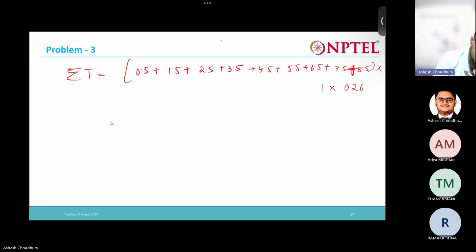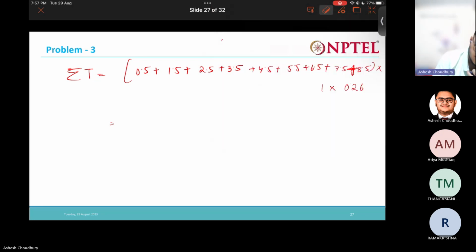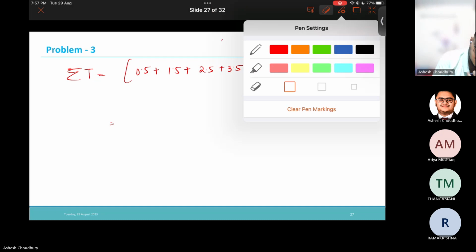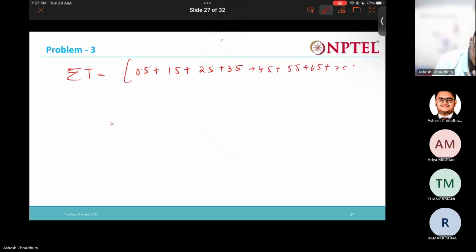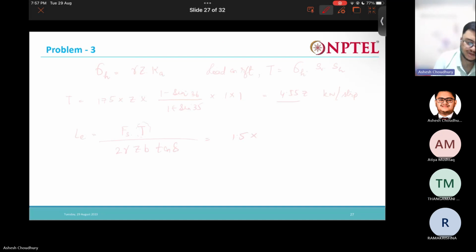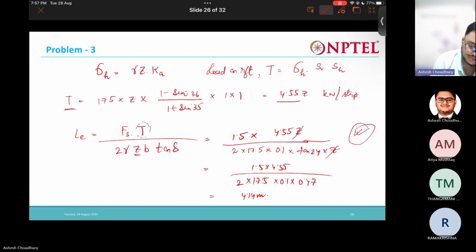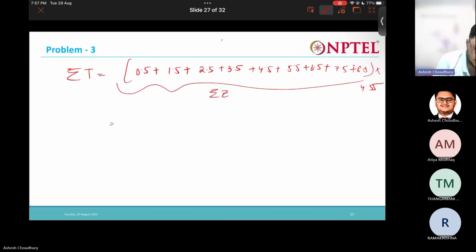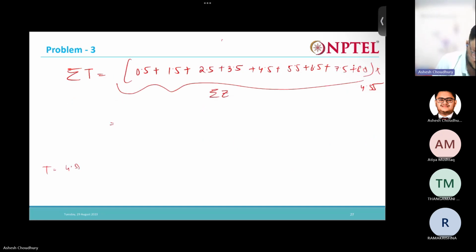Okay, not like that. See, what we can do is, just a second. This is summation Z, right? So summation Z times 4.55. If you remember, what was our T? Our T was 4.55 Z. So summation T will be 4.55 summation Z. So what is summation Z?